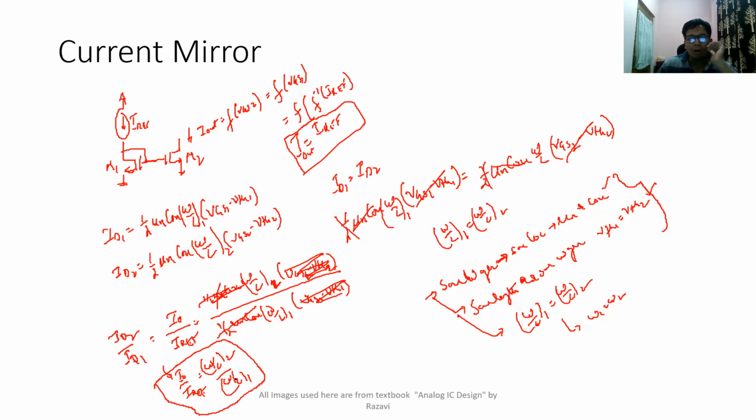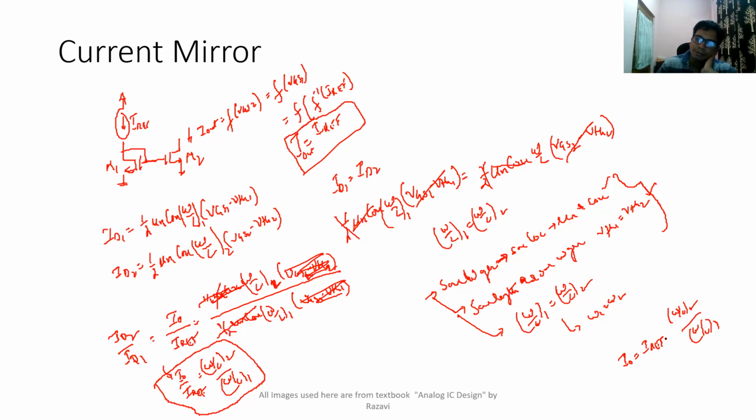Okay. So this also means one more thing. What does it mean? It means that I can not only copy the same current, I can also derive other currents from my I reference. For example, I can get an I naught, which is equal to I ref times, if I just cross multiply, W by L of 2 by W by L of 1.